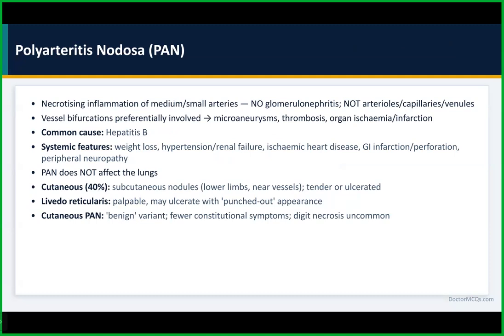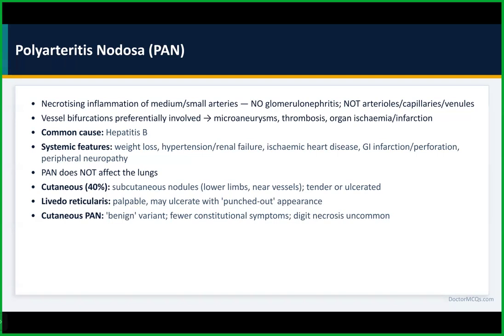Okay, so now comes polyarteritis nodosa. As its name suggests, it's a necrotizing inflammation of the medium and small arteries. There is no involvement of arterioles, capillaries or venules. This is basically just small arteries. It mostly happens where the vessel is bifurcating or dividing. It can grow into microaneurysms, some thrombosis, or some ischemic infarction.